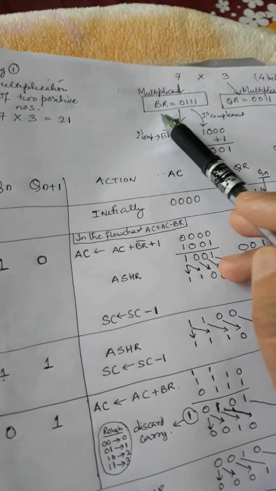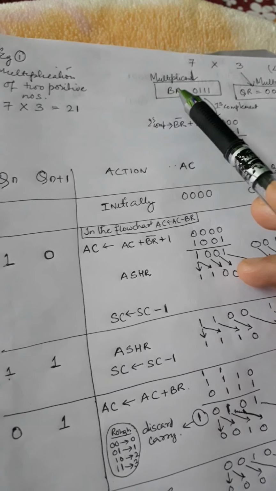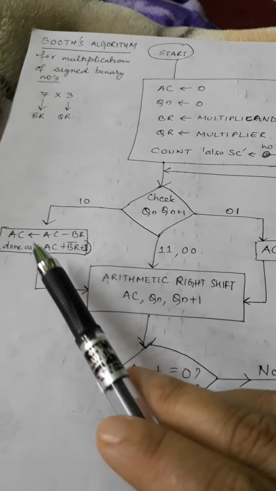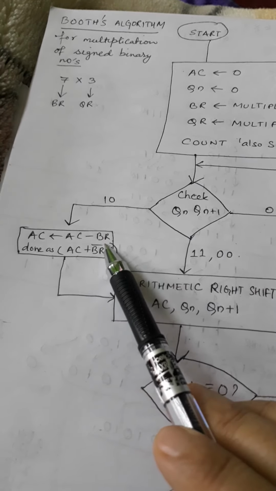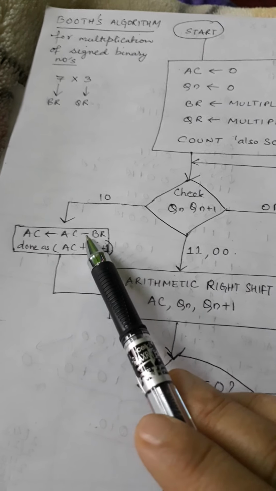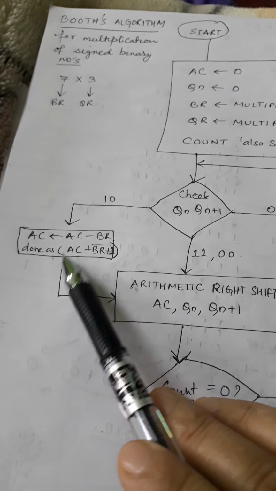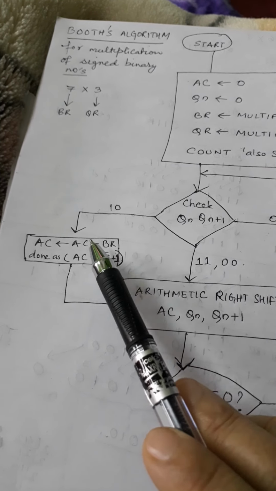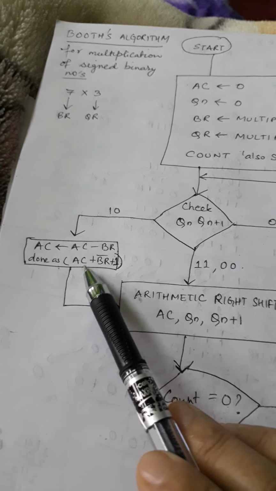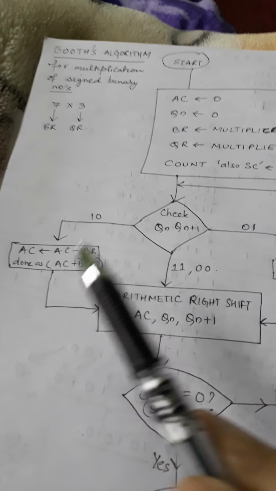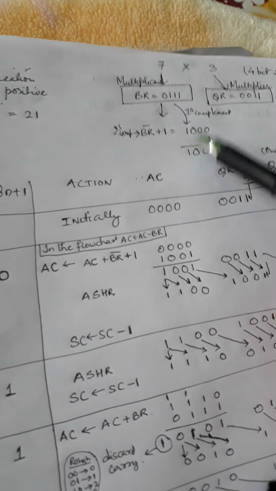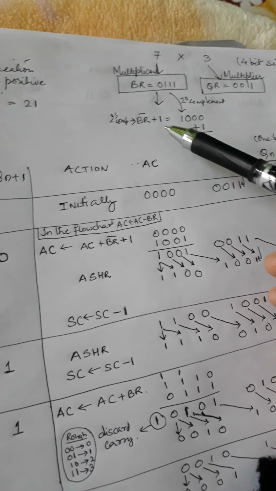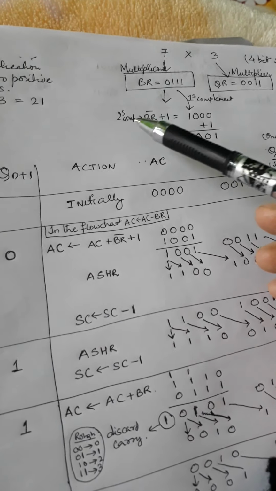Now BR is this much, and if you go to this flowchart step, focus on this particular step where we have to perform a subtraction, AC minus BR. We know that we cannot do the subtraction directly, and hence we are utilizing this step to achieve subtraction. We are finding the 2's complement, which we do before we start the algorithm so that everything is ready. We have the value of BR, and we have to find the 2's complement, so we'll start with that.